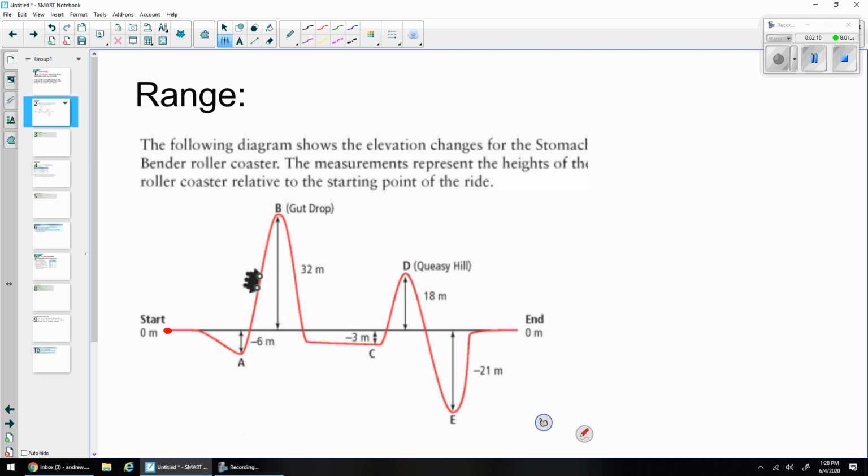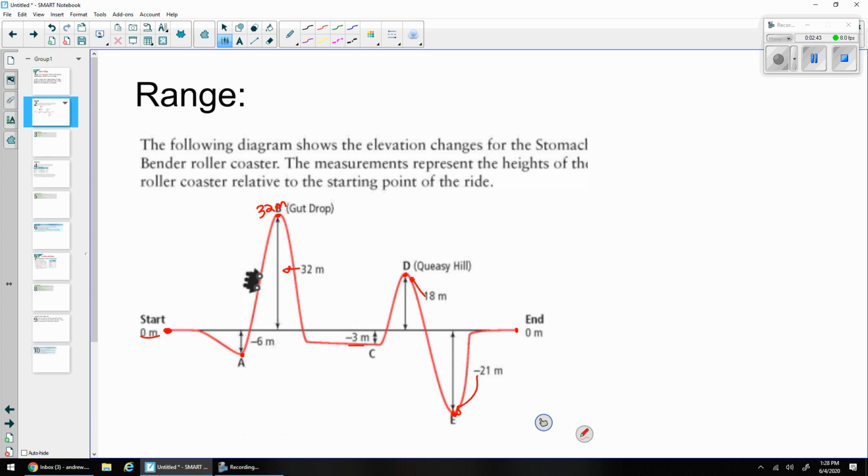So this is the starting point. We have a few data points here. We have 0 meters, starting point. We have -6, so down here it gets to -6 meters. Up here it gets up to 32 meters, so that's at 32 meters high. Okay, so like 100 feet. Gets down to -3 meters. 18 meters is here, and -21 is here, and then the end is back at 0.